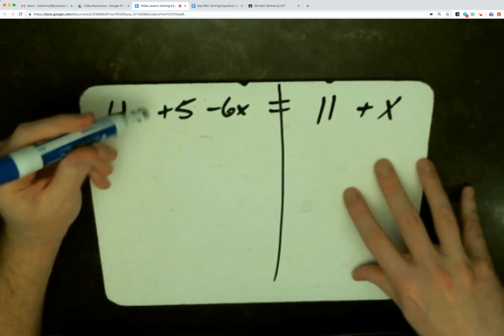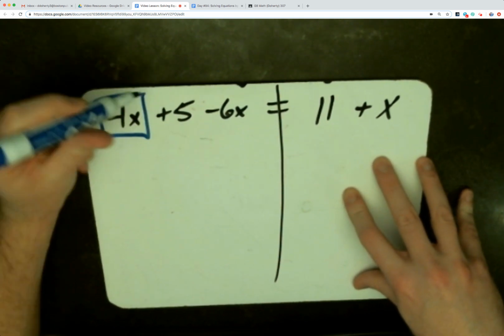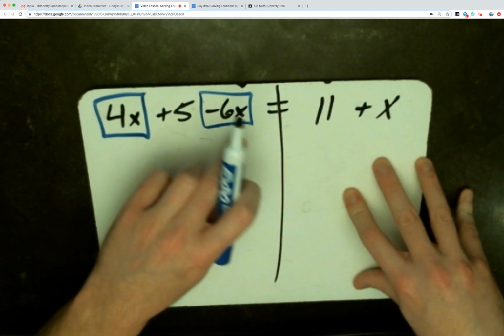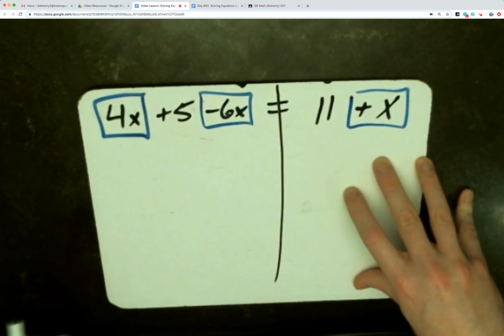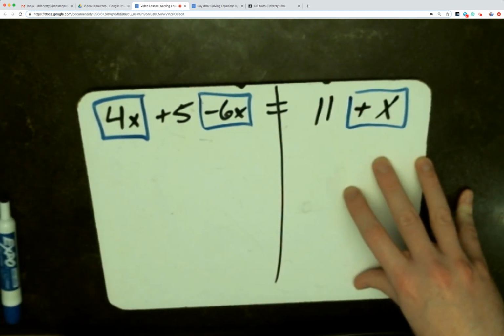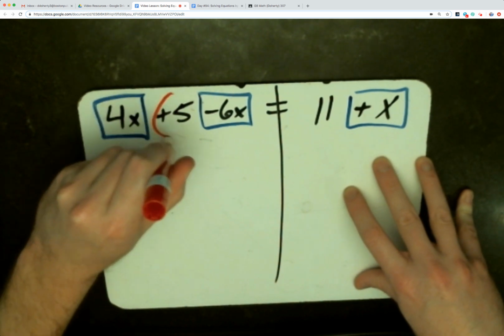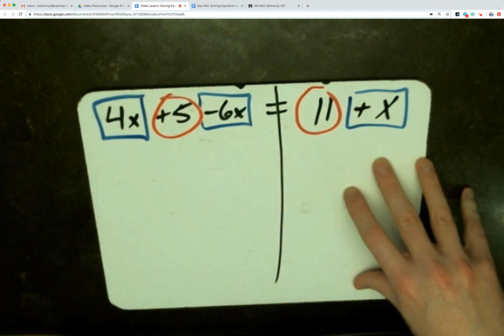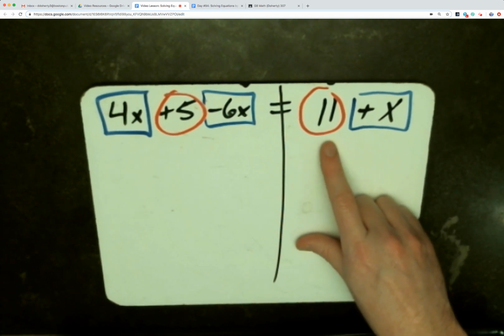Here I see 3 different variable terms. I'm going to put blue boxes around those: positive 4x, negative 6x, and positive x. I also see 2 constant terms. Those are numbers without a variable. I'm going to put red circles around positive 5 in the left expression and positive 11, which is in the right expression.